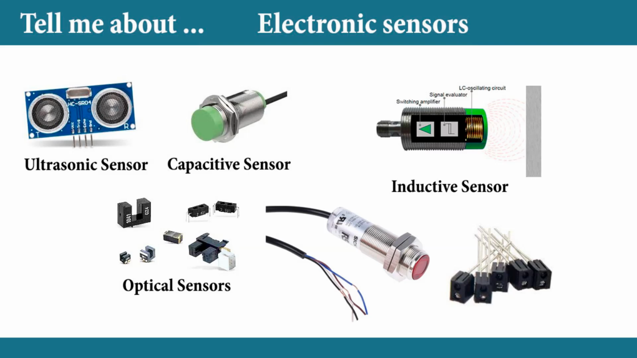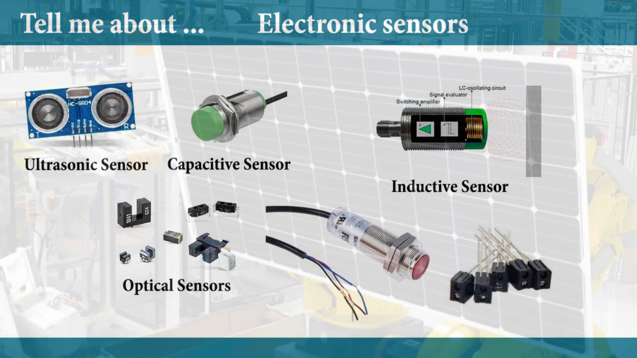Capacitive sensors detect objects based on changes in capacitance caused by the proximity of the object, often used for detecting non-metallic objects. Inductive sensors detect metallic objects by creating an electromagnetic field and sensing disturbances in that field when a metallic object enters the detection zone. Optical sensors use light beams to detect the presence of an object when the light beam is interrupted by the object.